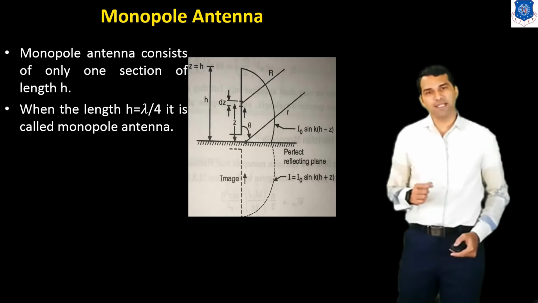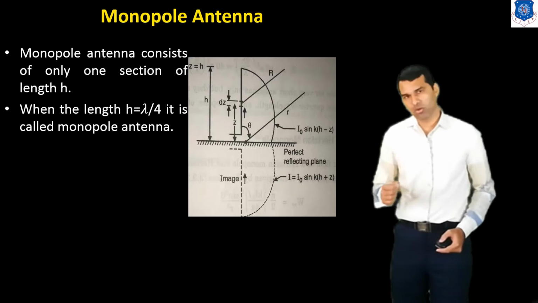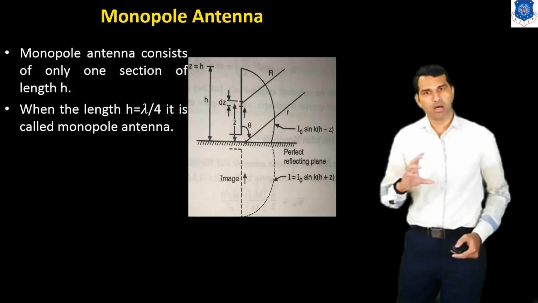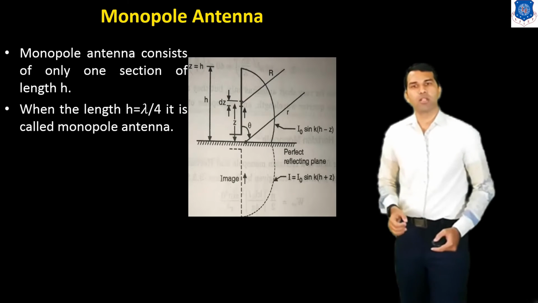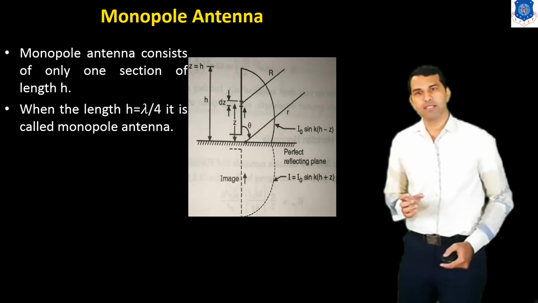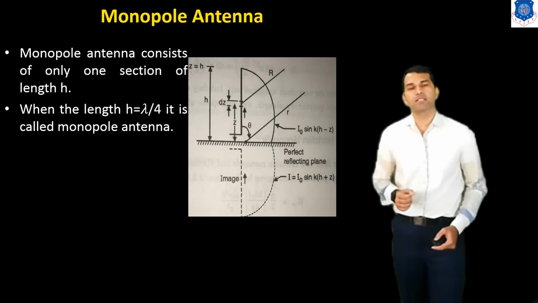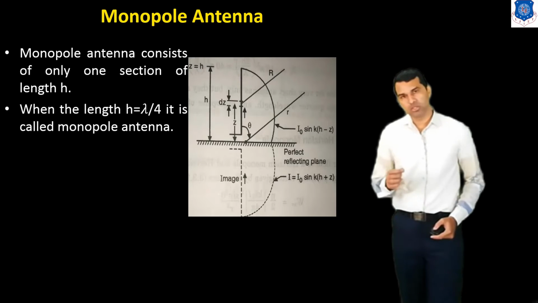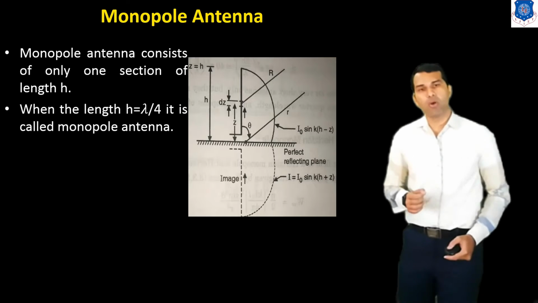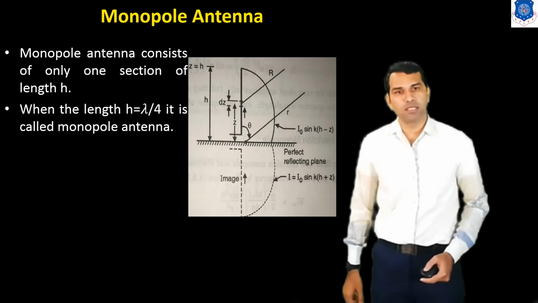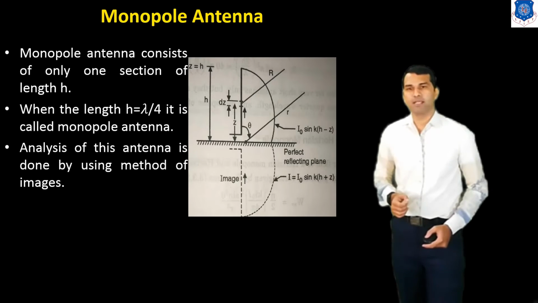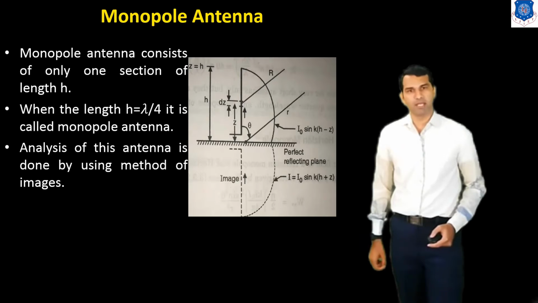When the length h is equal to lambda by 4, where lambda is the wavelength and h is the height of the antenna, or in other words the length of the antenna, it is called a monopole antenna. So if the length h is equal to lambda by 4, that antenna is known as the monopole antenna. Analysis of this antenna is done using the method of image.